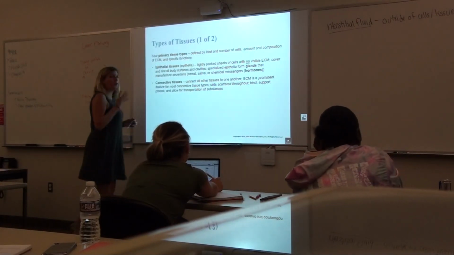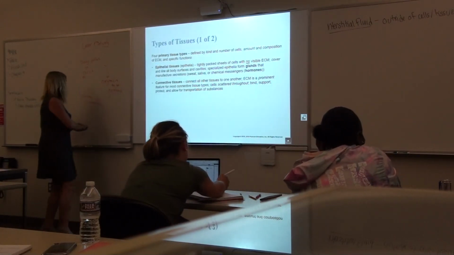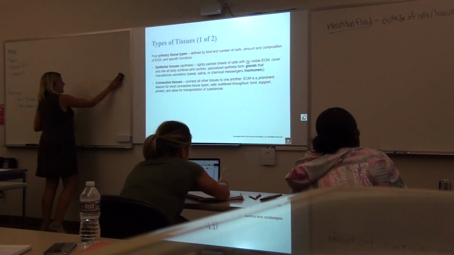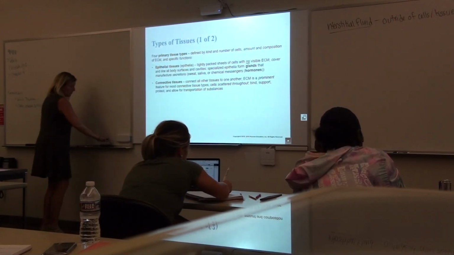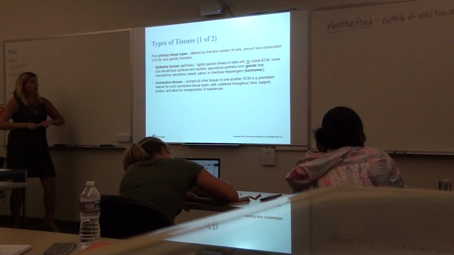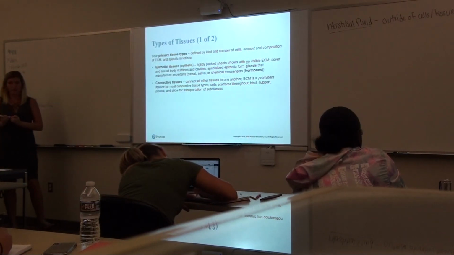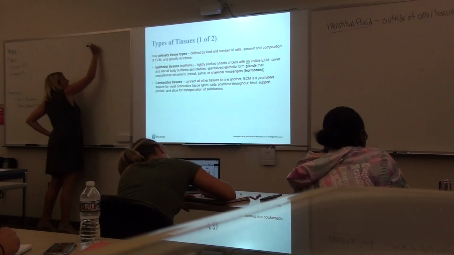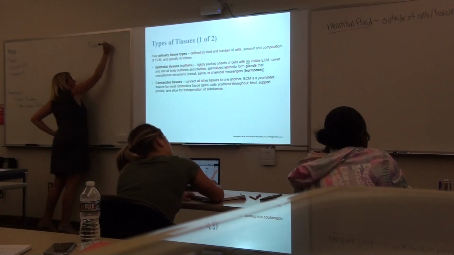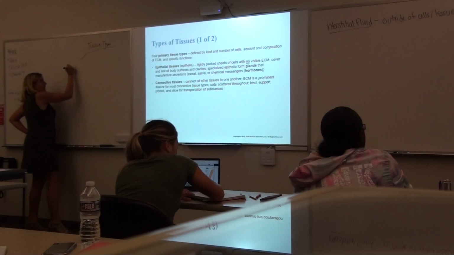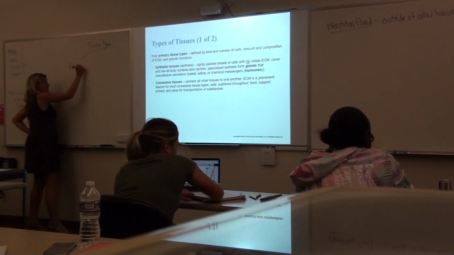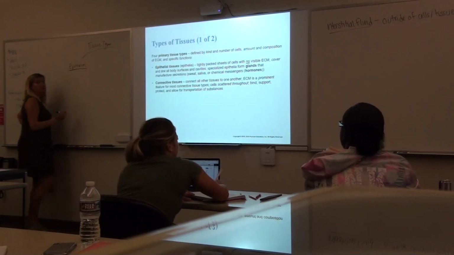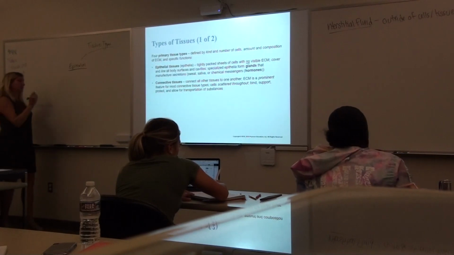So there's 4 main tissue types that are in the body, and they're in all multicellular living things. So these 4 tissue types are in mammals, and birds, and fish, and all that. So our tissue types are epithelial. Epithelial tissue is a covering and a lining.